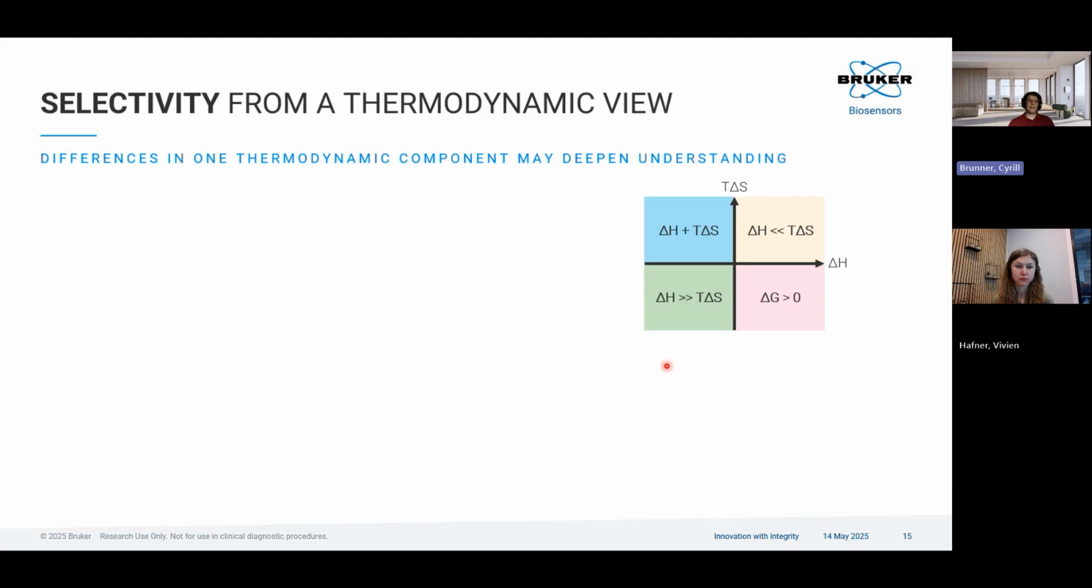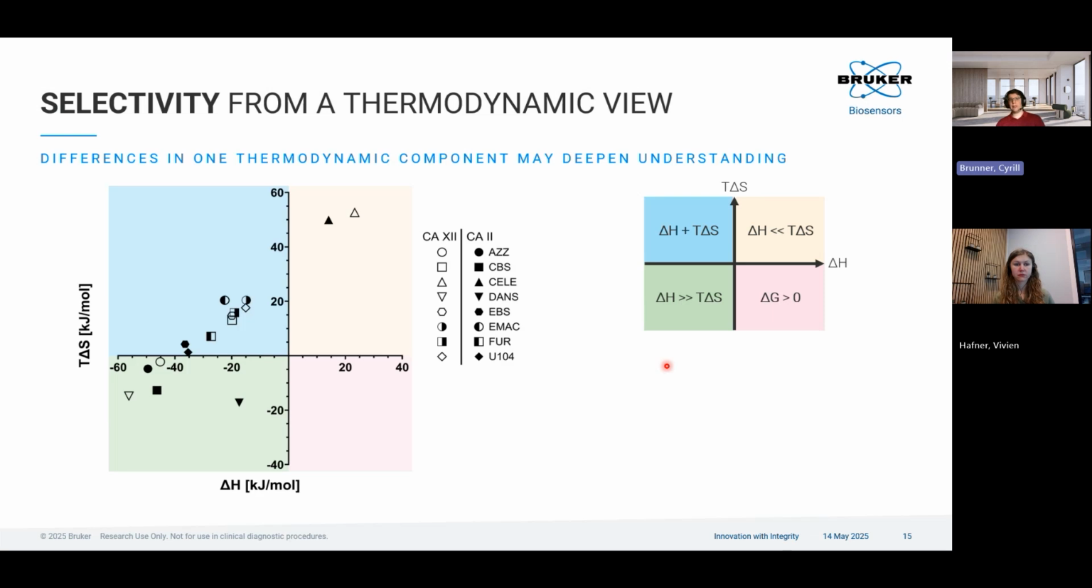Now, the goal in the beginning was already to look at selectivity, to add this multiplexing element and understand better whether we measure multiple proteins at the same time, whether we get something more out of it. And actually we do. So we look now at this visualization, this quadrant analysis again, and see here now the values for carbonic anhydrase 2 and carbonic anhydrase 12. And you see in certain cases we have fairly similar values. So for instance, as we look here on top at a compound, celecoxib, celecoxib has more or less a similar entropic contribution in the binding to both proteins.